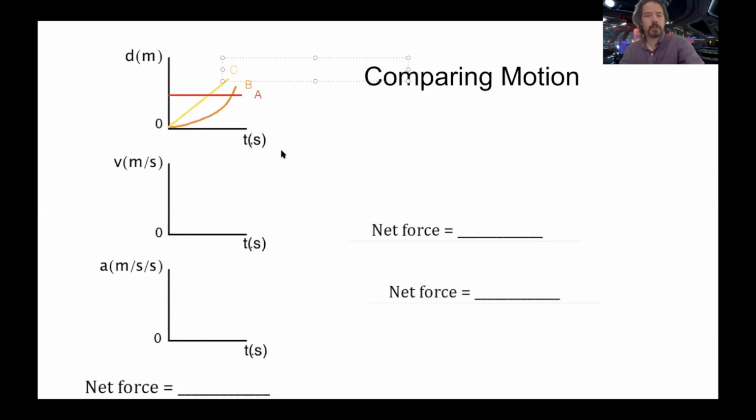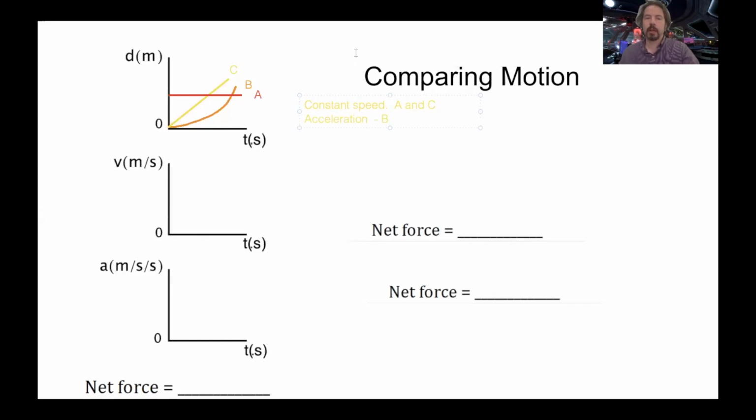Okay, let's try this one. Red is A, orange is B, and yellow is C. Which one of those is constant speed? The answer is A and C. Which one of those is accelerating? It's letter B, because it's a curved line. You can know that just by looking at your distance versus time graph.